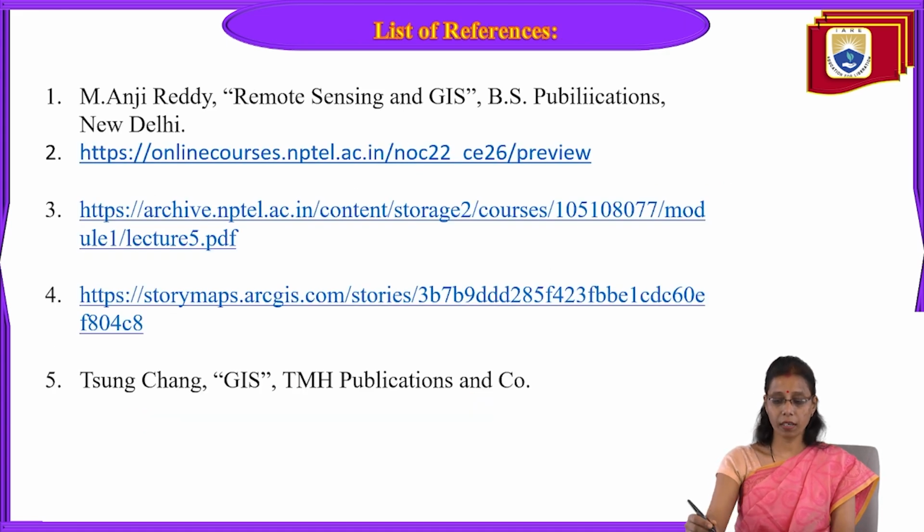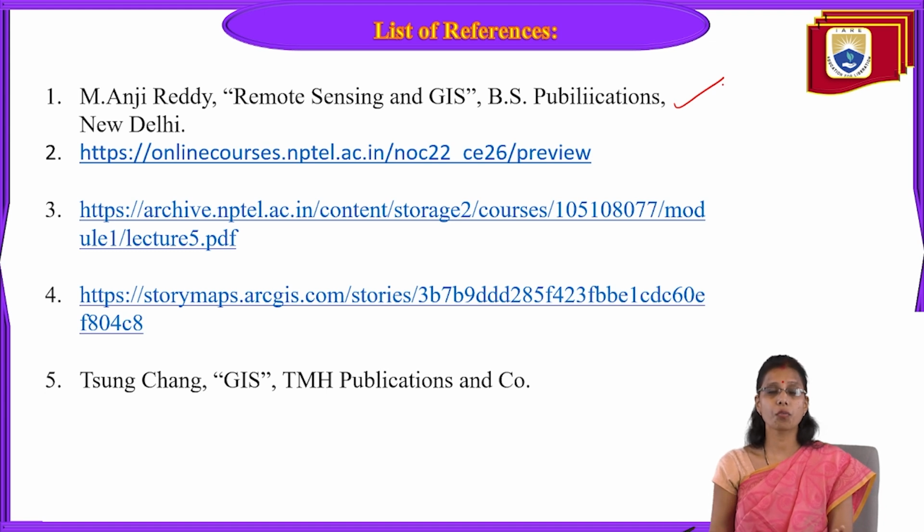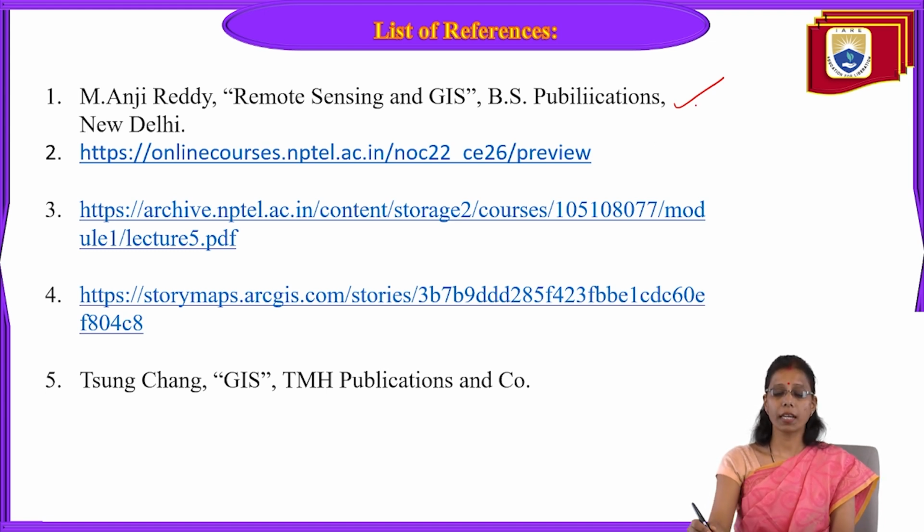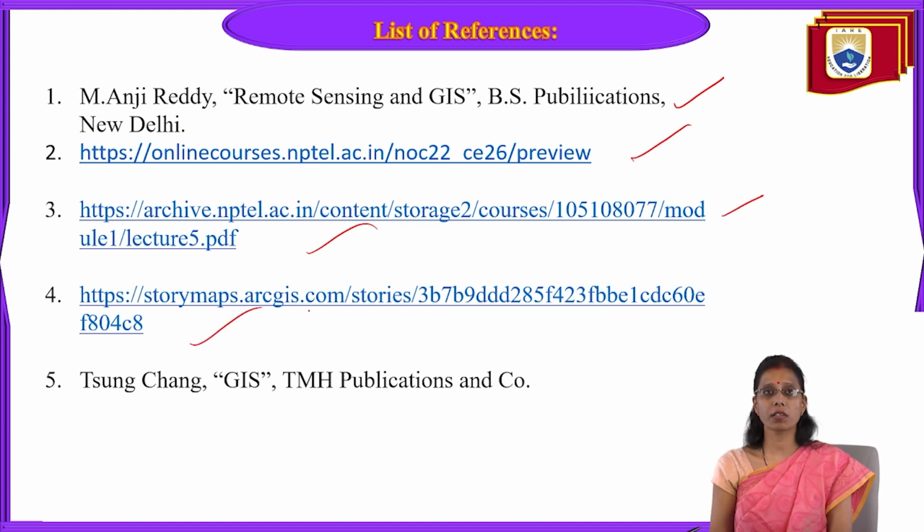So these are a few references which you can go through to find out more about it. Like I mentioned, a book on Remote Sensing GIS by BS Publication, you can go through. You can go through these links to find out more content and get to know about this rainfall and runoff relationship topic.